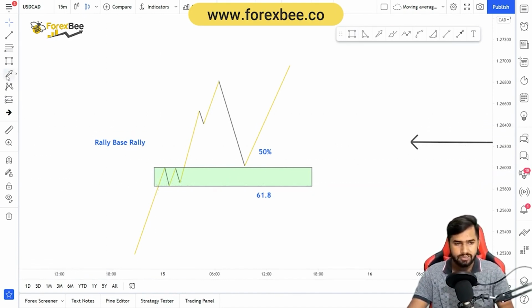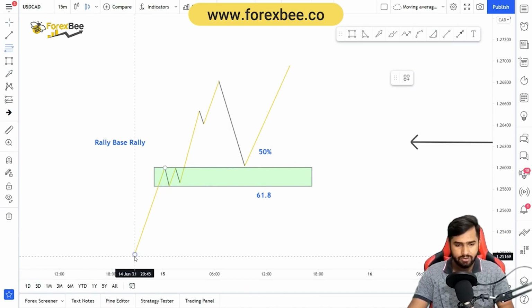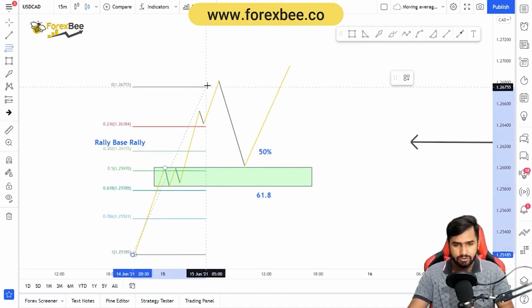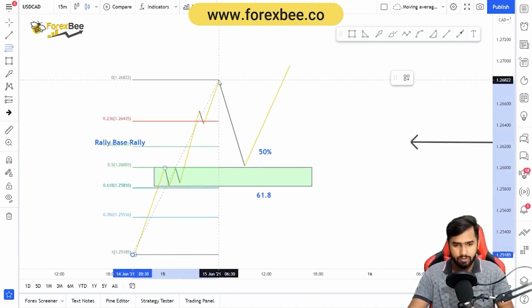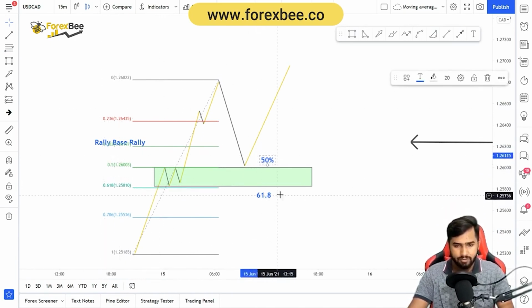Let me go ahead and get the Fibonacci retracement tool and draw the Fibonacci retracement. Once I draw this, we can see that this zone is in between our 0.5 and 0.618, or basically 50% and 61.8%.